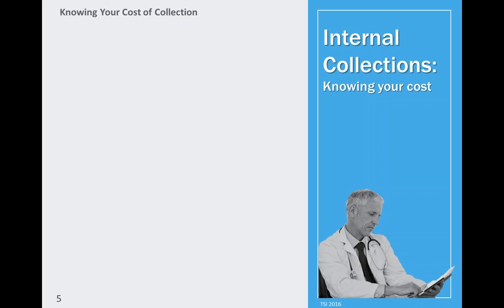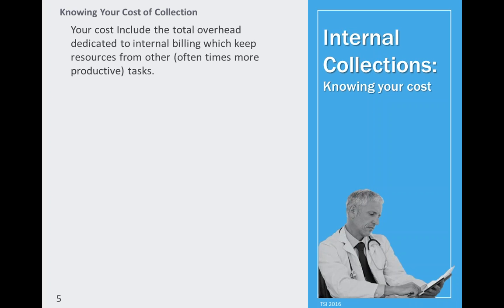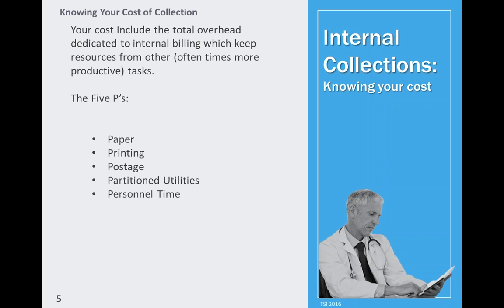Now let's evaluate problems with traditional approaches, beginning with measuring internal cost. Your costs include the total overhead dedicated to internal billing, which keeps resources from other, oftentimes more productive tasks. These associated billing costs are identified by the 5 Ps, which include paper, printing, postage, partition utilities, and most importantly, personnel time.